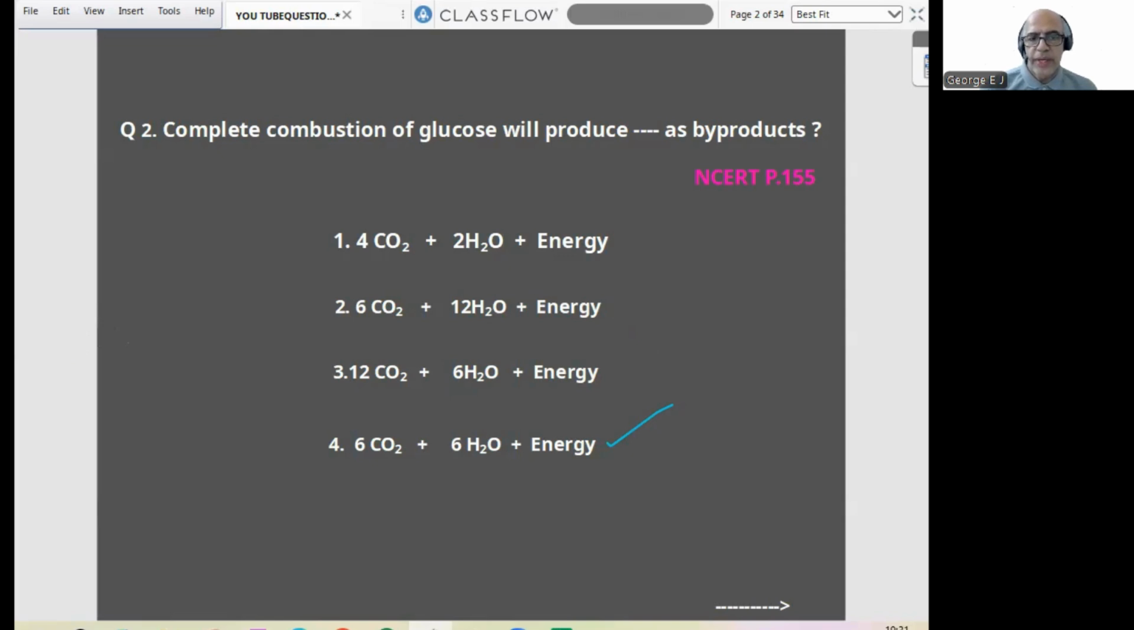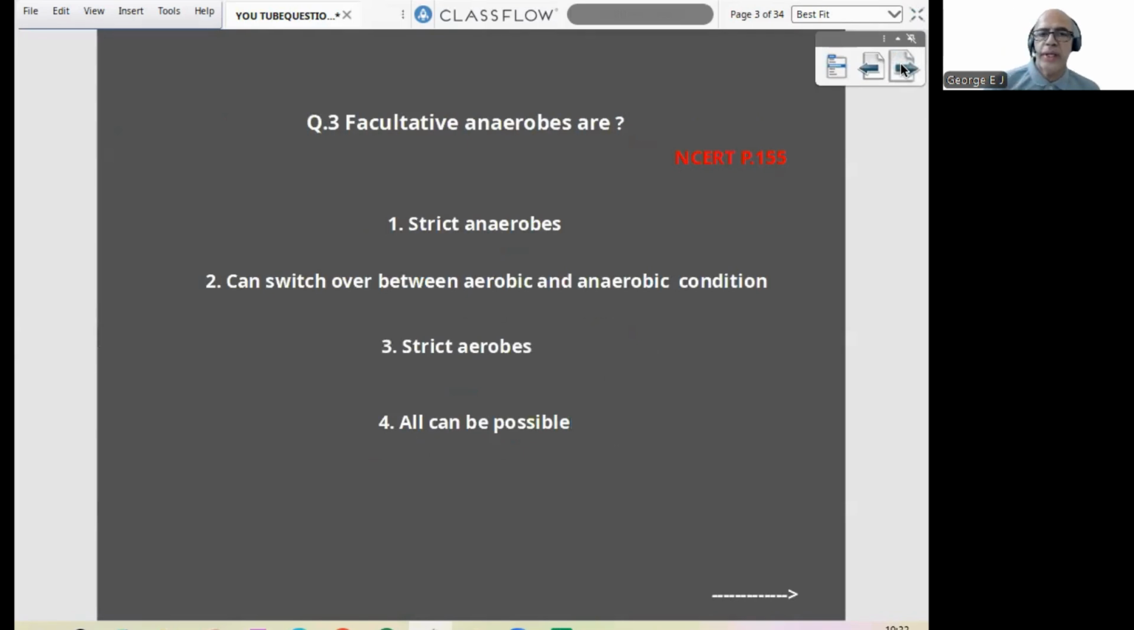Now coming to the next question, facultative anaerobes. Facultative means alternative. So facultative anaerobes can switch over between aerobic and anaerobic conditions. That is why the term facultative. Obligate means strict; they cannot change. We are obligate aerobes. I think the idea is clear, so the answer should be the second one.